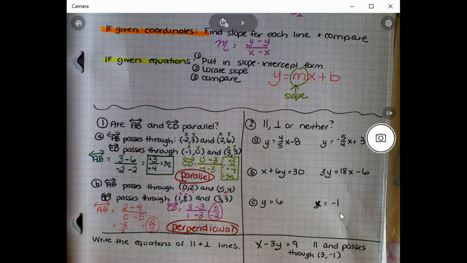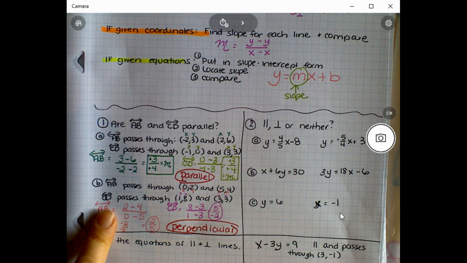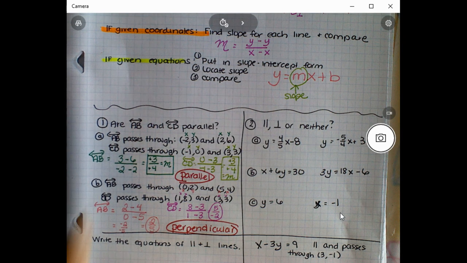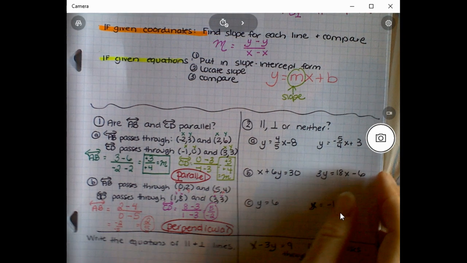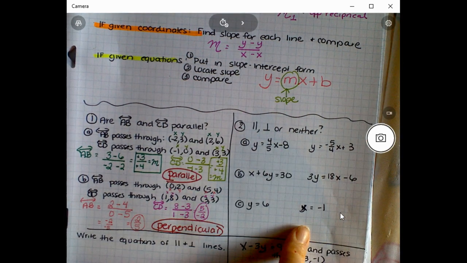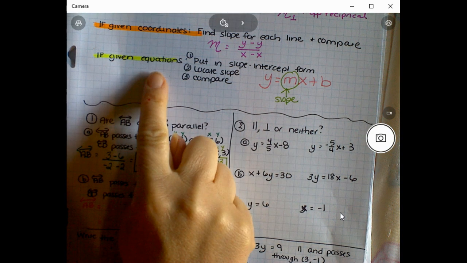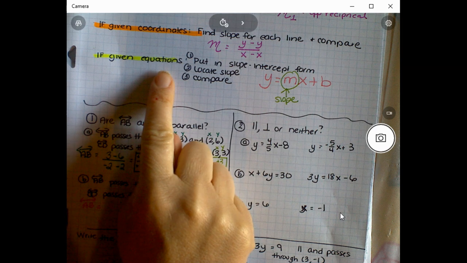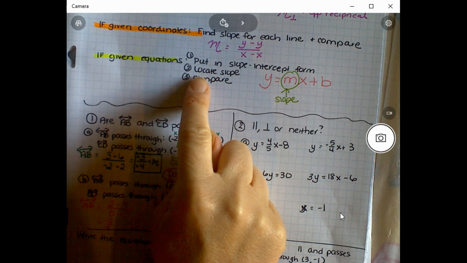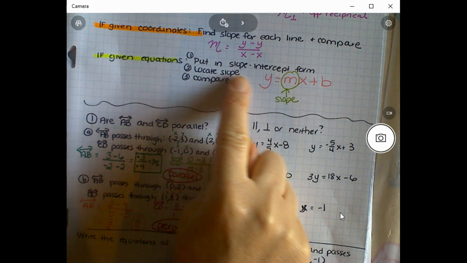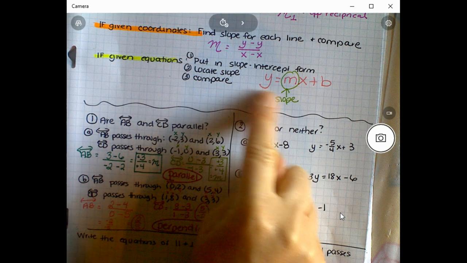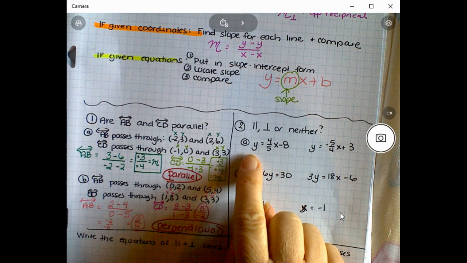All right, and you can tell that just by looking at their slopes. This is how you do it when you are given coordinates, when you are finding the slopes. But here we're given equations, so let's check those out. In order to figure out if they are parallel, perpendicular, or neither given equations, you're going to follow these steps. 1, put them in slope-intercept form. That means y equals.